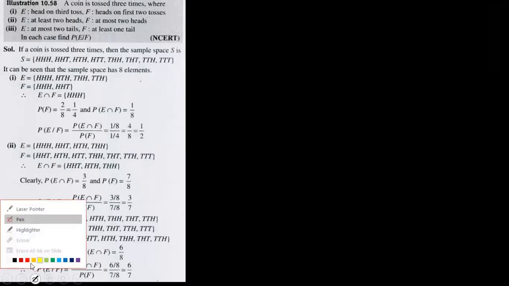Now see, this is the basic level question. A coin is tossed 3 times at a time. Dear students, see. Question number 1: heads on the third toss. Question number 2: heads on the first 2 tosses. Anything. The question is P of E by F. That's the question.